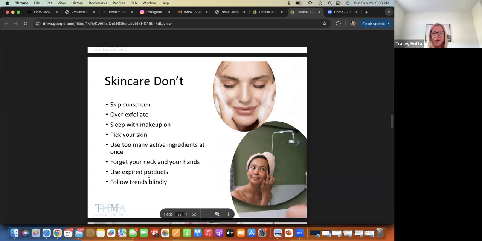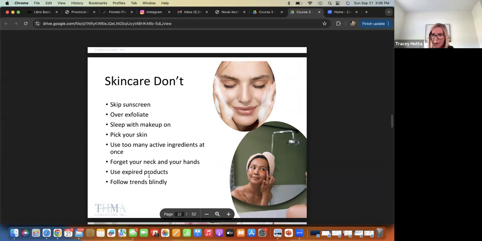Skincare don'ts. So sunscreen again, you don't want to skip it. So even on a cloudy day, even in the winter time, sunscreen is very, very important. You don't want to over exfoliate. That can cause some irritation and some redness to the skin. So exfoliating once a week truly is fine.